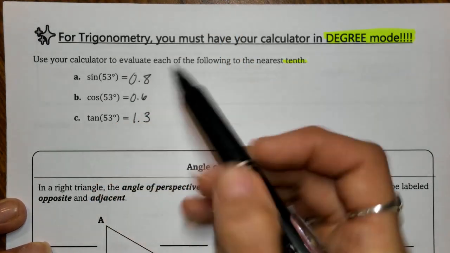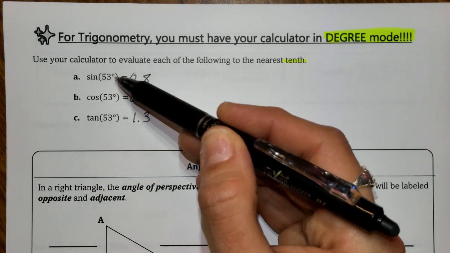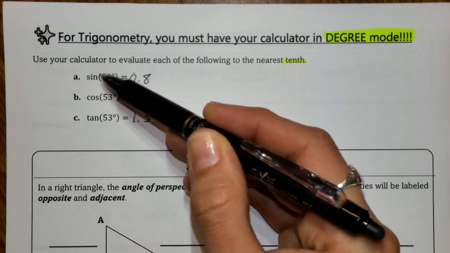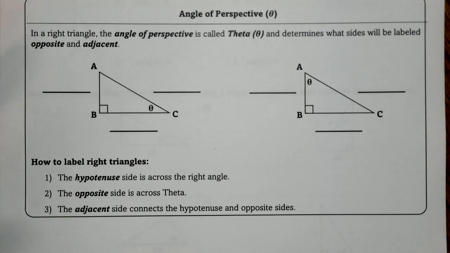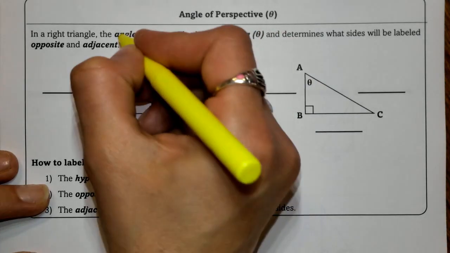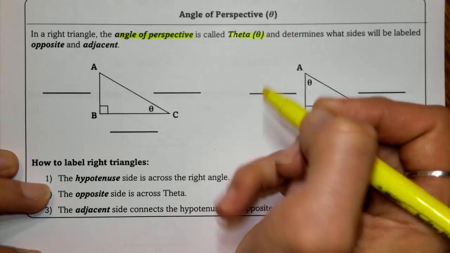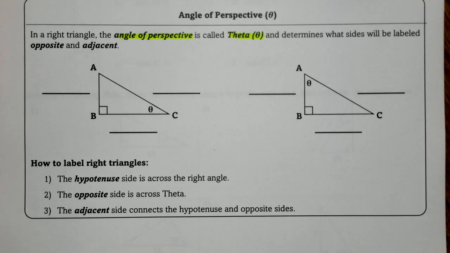You're going to notice that we are finding the exact same angle measurement of 53 degrees, but we're using a different function, because each function does something different to that number in your calculator. Now, let's take a look at the angle of perspective. It's called theta. It's this little Greek symbol. You need to know that when you see that, that is your angle of perspective.